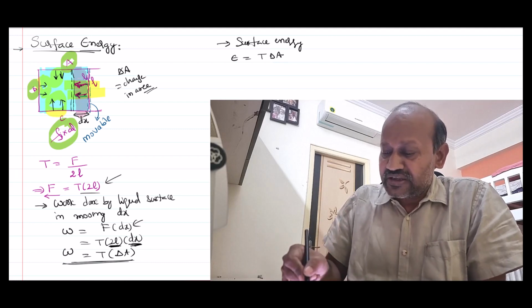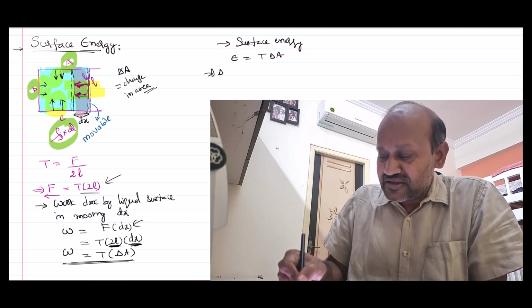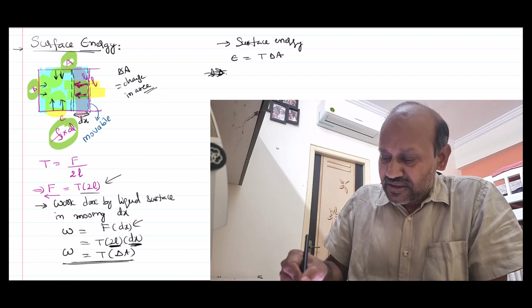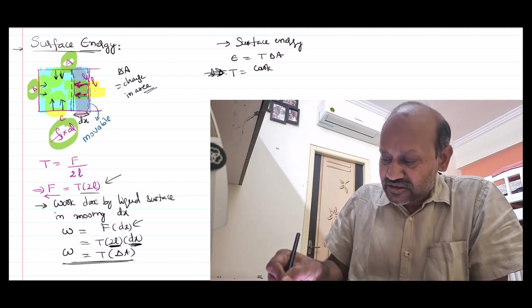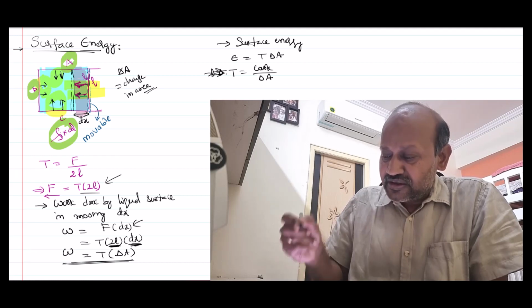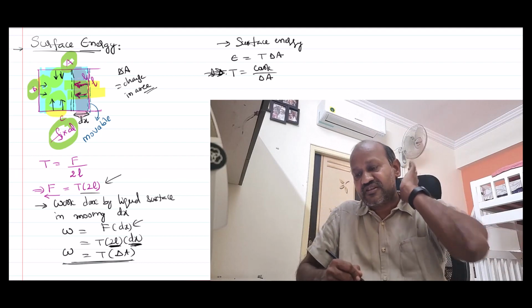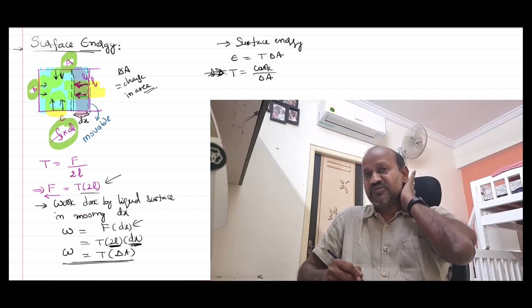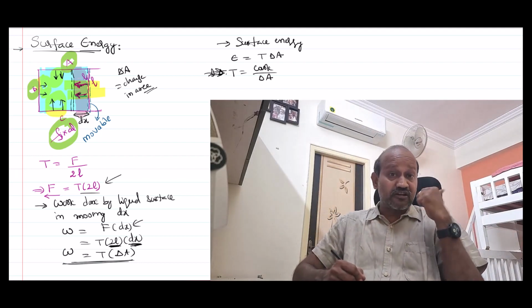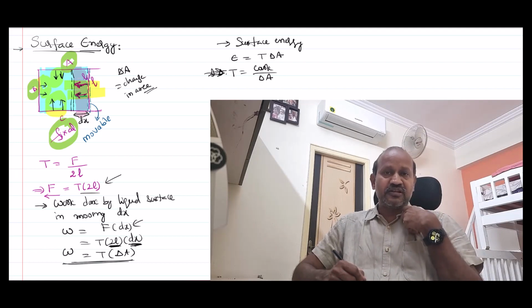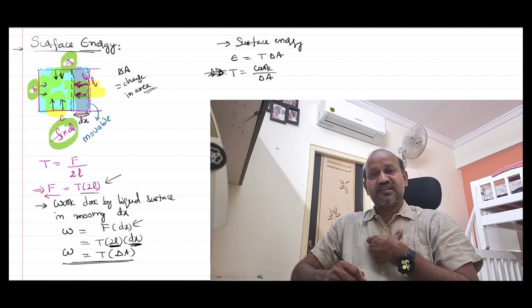So we can define surface tension in this way also. This implies T equals energy, or work done, per unit change in the surface area. So this is another way of defining surface tension. Work done in producing a unit change in the surface area of a liquid can also be called surface tension, like a force acting per unit length tangentially on an imaginary line drawn on the surface of the liquid. This is another way of defining surface tension.